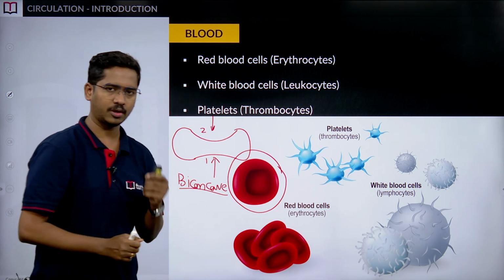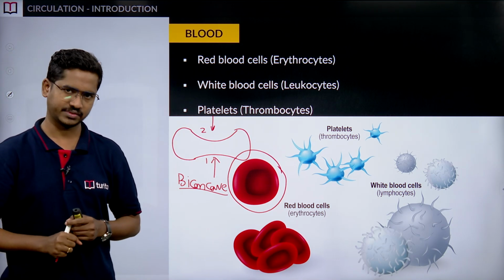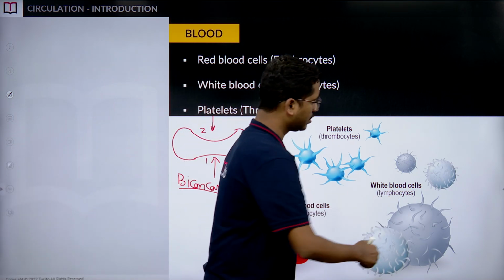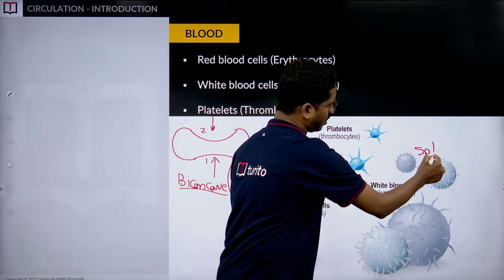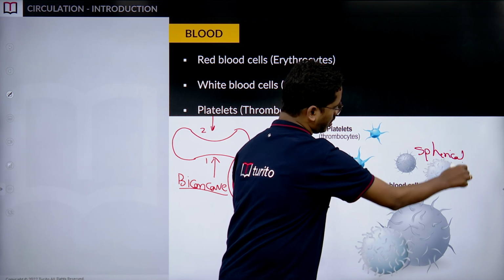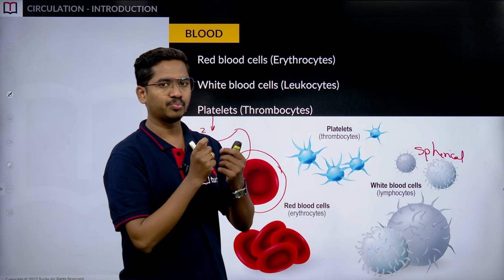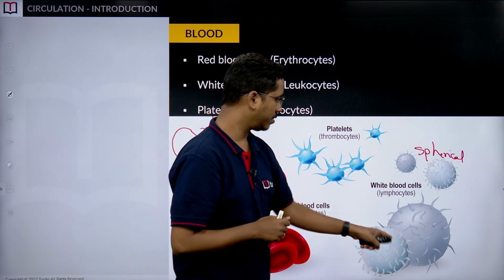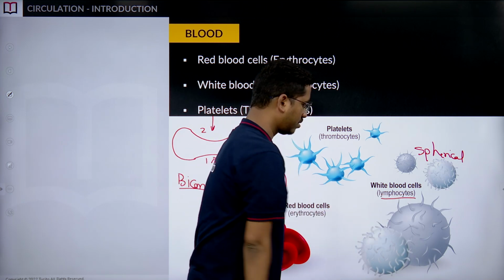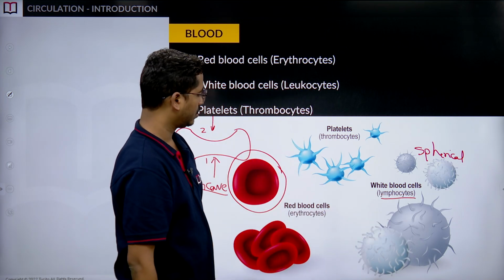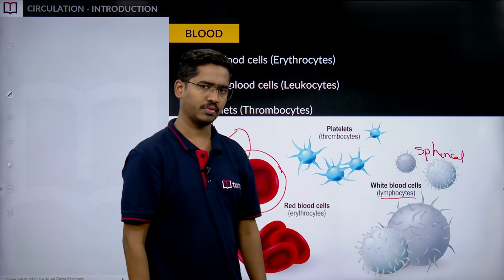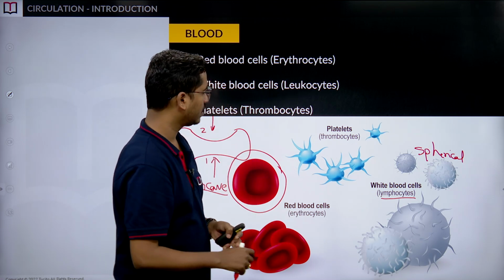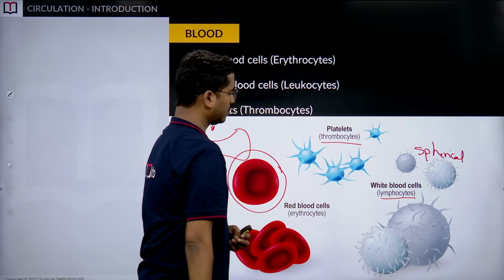So, RBCs have a biconcave shape, and when it comes to WBCs, you see they are spherical, okay, and they have projections on their body surface. These WBCs are known as leukocytes. We get to see different classifications of WBCs. I will show you that. And when it comes to platelets, okay, they are known as thrombocytes.